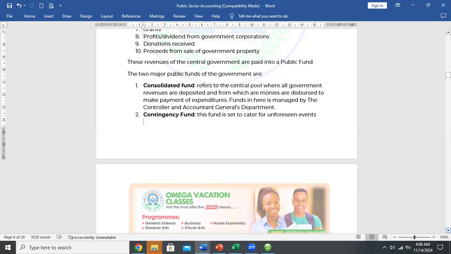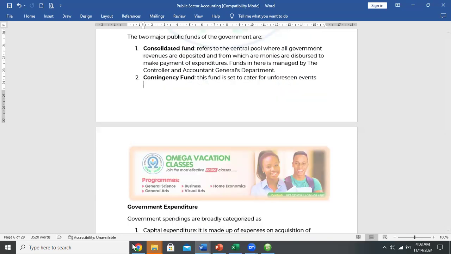Now let's look at the two major public funds of the government. So the person should read that for me. The consolidated and the contingency.